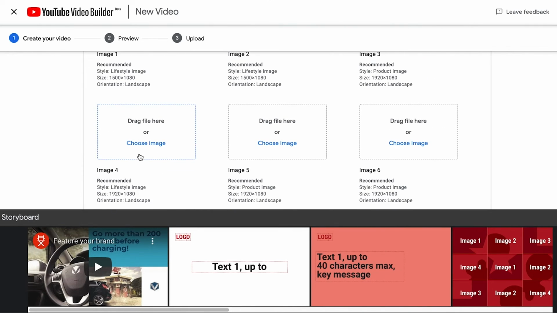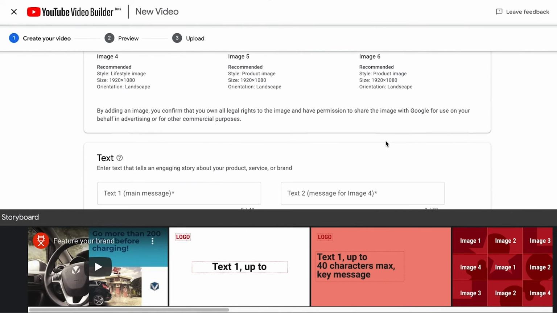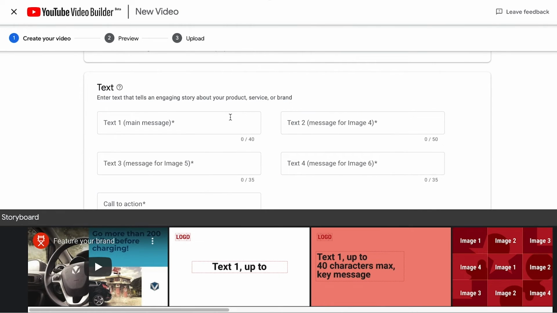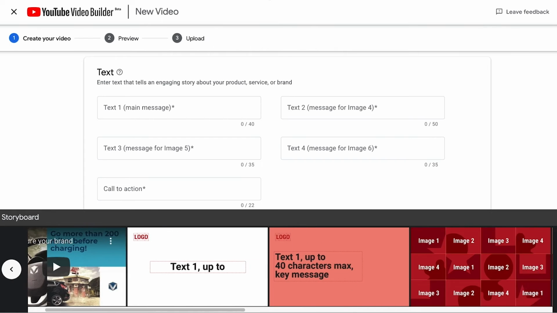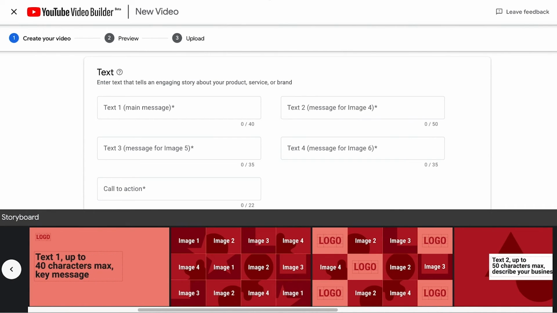And if you go a little bit further down, you can see that you can and you should upload more images. And finally, the only other thing we need to do is add text. You can see that you can add several texts here in your video. And the good thing is that underneath the tool, you can see the storyboard, where you can see exactly where your text number one will show, and also the images that you're uploading, how it will look along the way. So this gives you a little more information on how to create the video, but also how it will look while you're creating it.